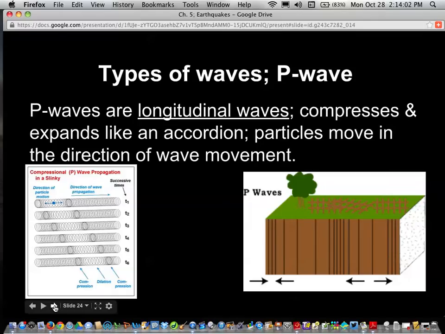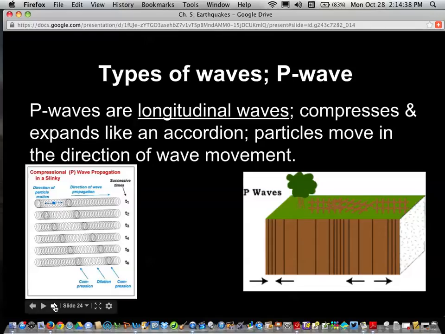Well, there's different types of seismic waves. One of them is a P wave. It stands for primary wave. It's the first wave to occur in an earthquake. Primary waves are longitudinal. Remember when we did the slinky activity? The slinky activity was where we pushed on the slinky and an energy wave went in the direction that the wave was going in. It's a compression and expansion wave, kind of like an accordion.